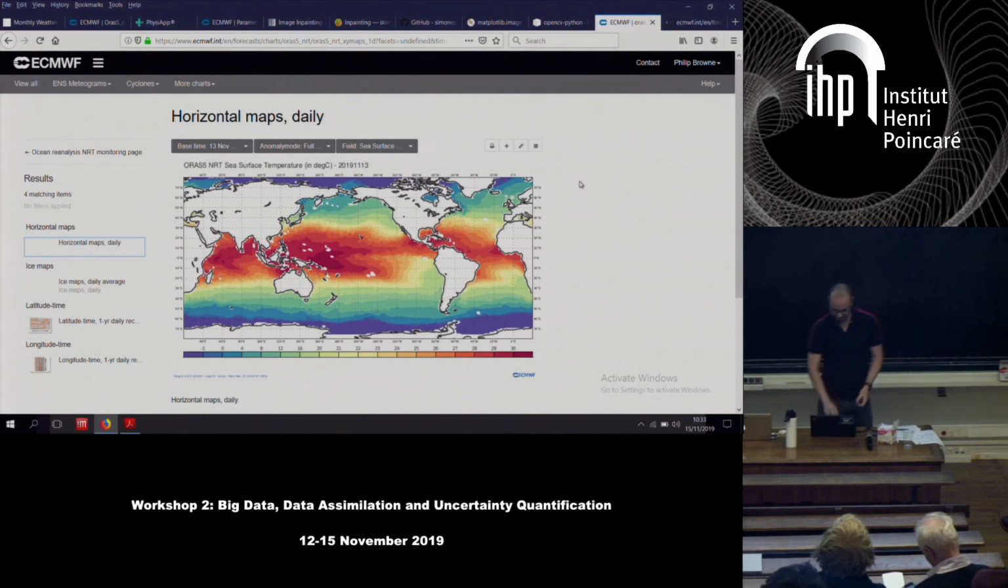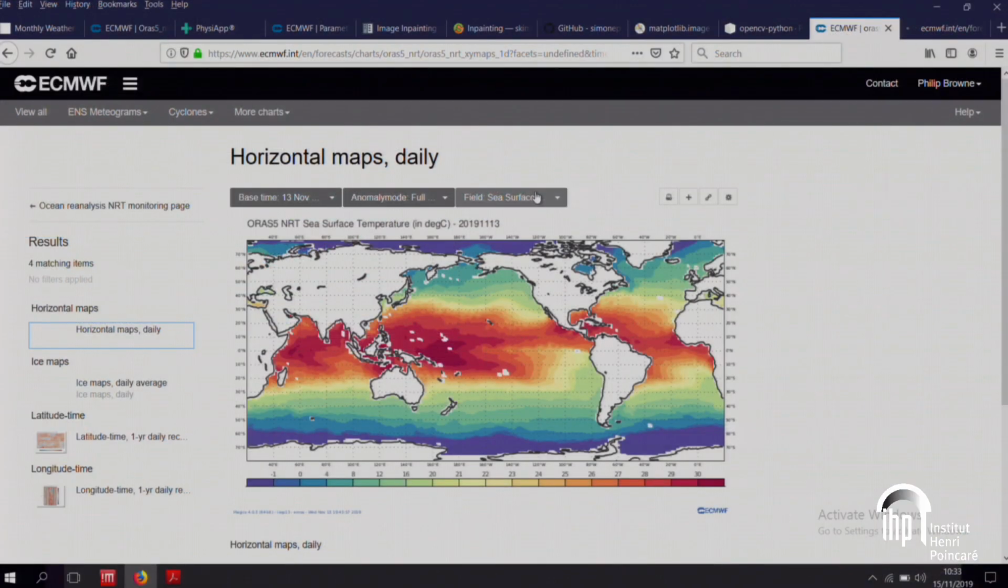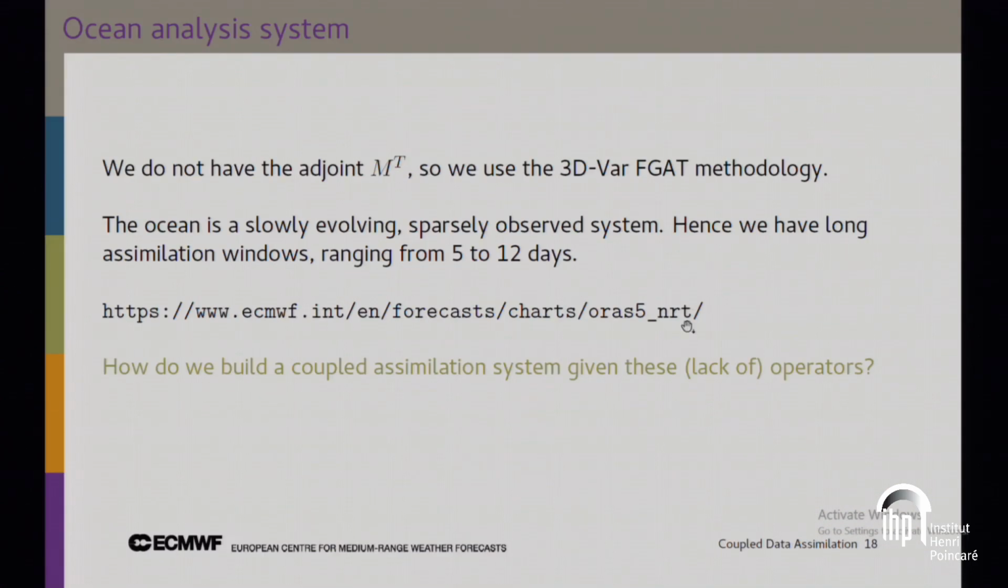Basically, you can come along here and you can pick which variable you're interested in. So sea surface temperature 2 days ago. You can look at the full field. You might be able to look at an anomaly if it's loading. Well, I would encourage anyone who's interested to have a look at what's going on in the ocean to go to this website and have a look, because there's some very, very pretty pictures there.